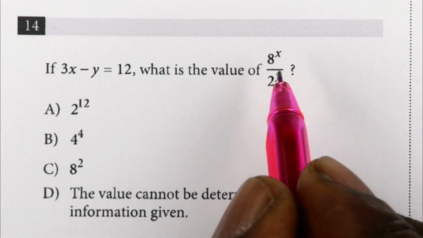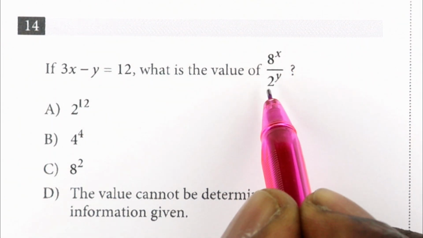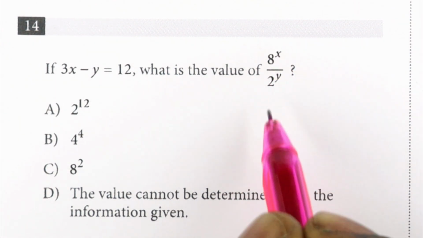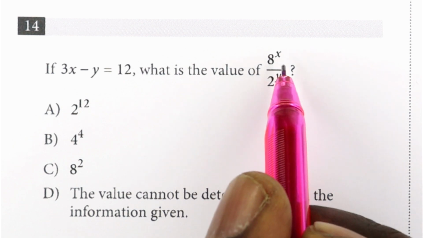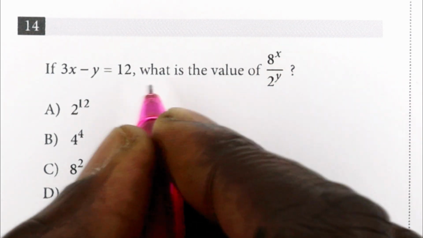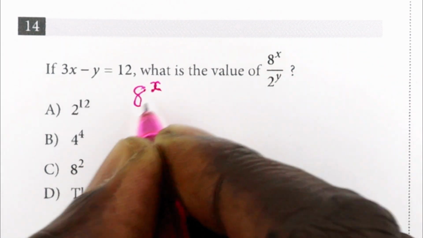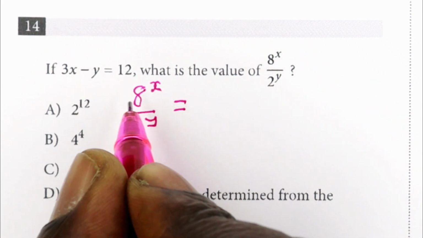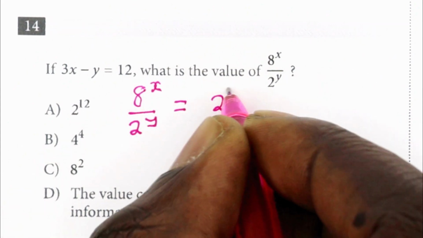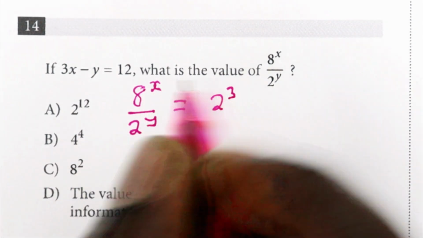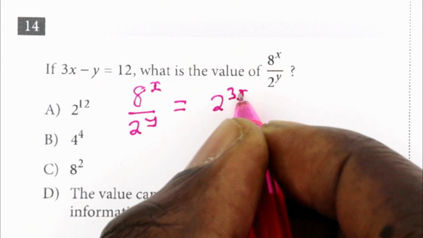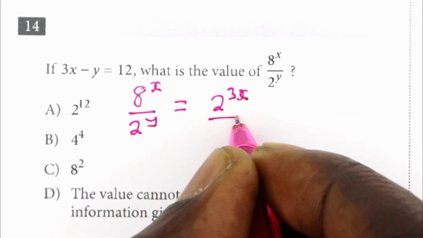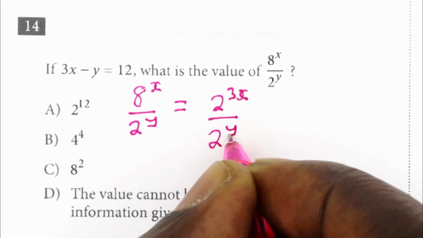So the only thing you need to do is make these two numbers to a common base. So you can write, you have 8 raised power x over 2 raised power y. So you can write 8 as 2 raised power 3. So 8 power x will be 2 power 3x. This is over 2 power y.